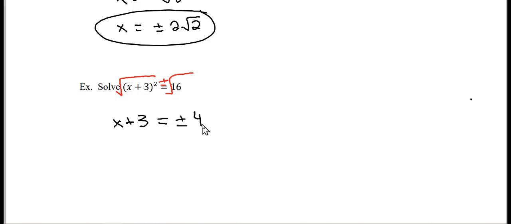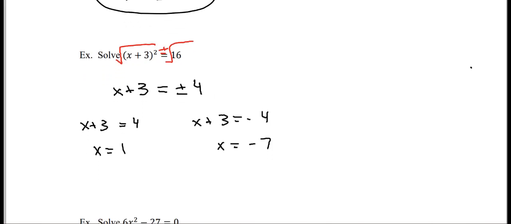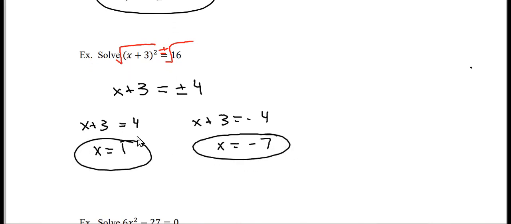I want you to be really, really careful here. I want you to break this into 2 separate equations and solve them separately. Subtract 3 from both sides of the equation. Here you get x equals 1. Here you get negative 7. The reason I say that is because sometimes I'll have students subtract 3 from both sides of this, and they'll say the answer is plus or minus 1, just taking the 3 away from the 4, and that's not correct. You have to subtract 3 from positive 4 and from negative 4. Notice again, 2 solutions here.